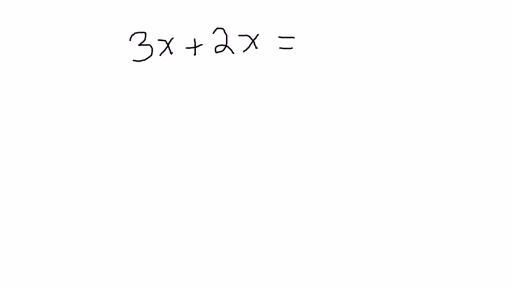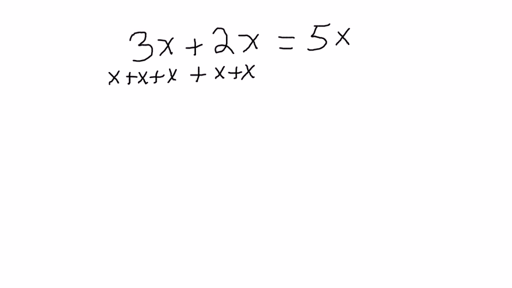How many x's do I have? Well, 3x can be rewritten as x plus x plus x, and 2x can be rewritten as x plus x. Well, I have 1, 2, 3, 4, 5. I have 5 x's. So 3x plus 2x equals 5x.